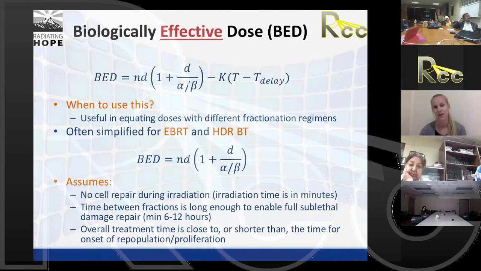And so if we're treating cervix cancer, we already know we tend to give 20 or 25 fractions of external beam, and then they have a couple of weeks of brachytherapy. So that's certainly a lot longer than that 20 to 30 days, but we do make an assumption that the overall treatment time is still close to that time before you start to get that rapid repopulation going on.